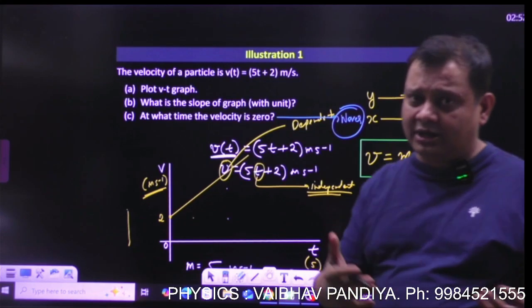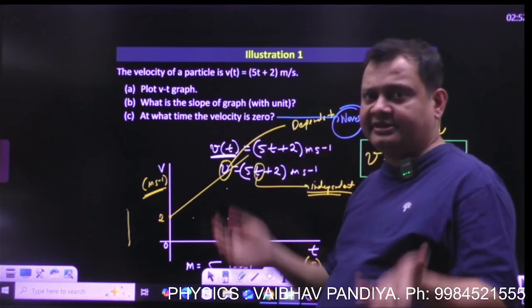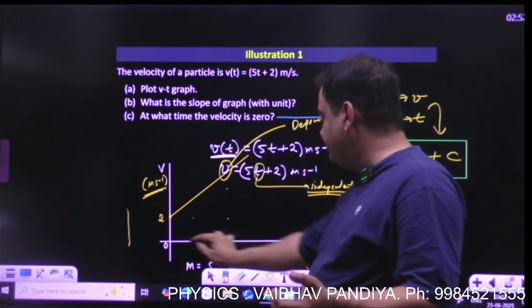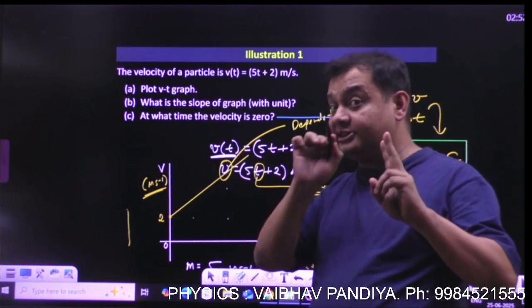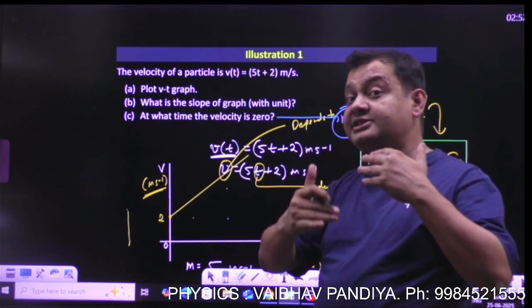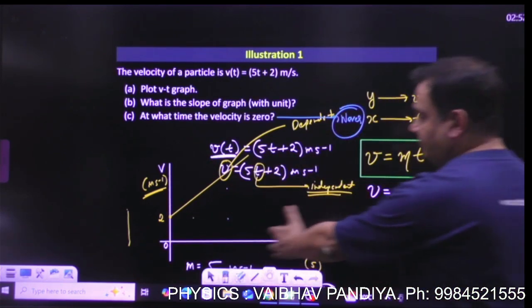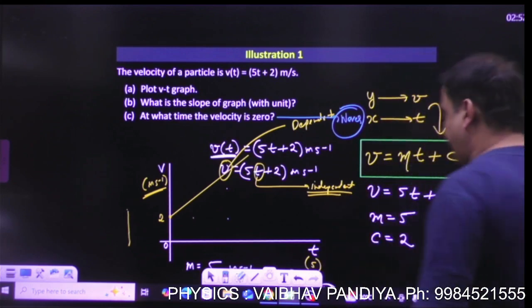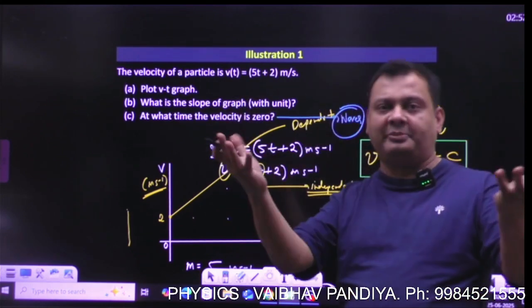The basic tool which we use in the graph is for visualization. You can see when time is going ahead, the velocity is increasing, number one. Number two, the velocity is increasing linearly. That means the velocity is changing at a constant rate. So many things you can tell from the graph. The initial velocity is 2 meters per second. The graph gives you an instant visualization of much information.